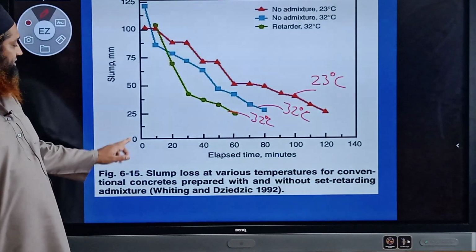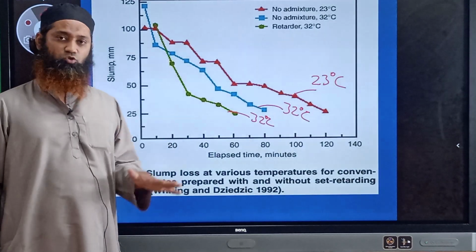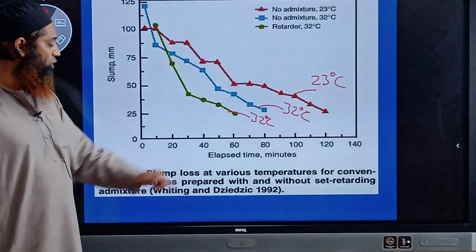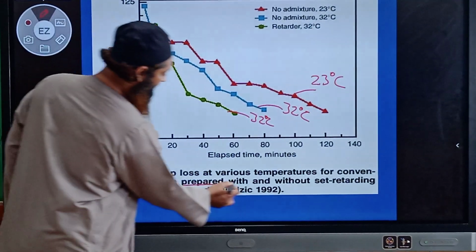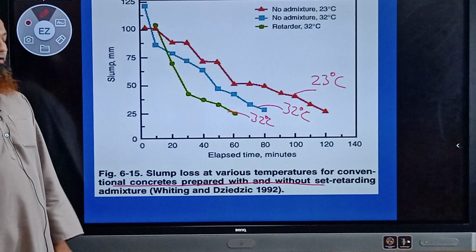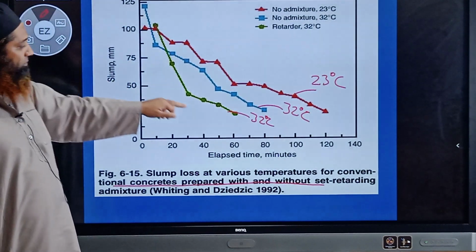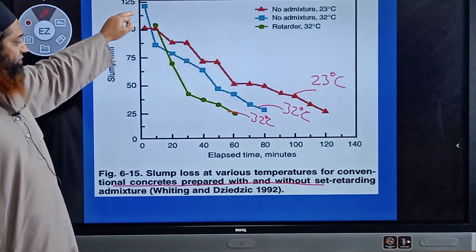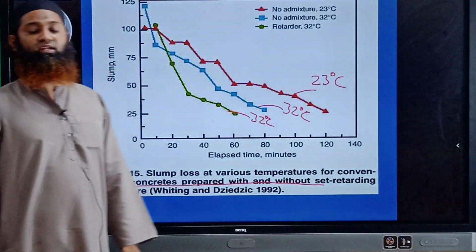The slump has to be maintained, the setting time has to be maintained, everything has to be seen. Here you can see the elapsed time in minutes. You can see the slump loss at various temperatures for conventional concrete prepared with and without setting retarding admixture. This is the slump in mm, that is this blue part. You can see no admixture. The slump is increased to 125 mm, but the elapsed time is about 80 minutes.